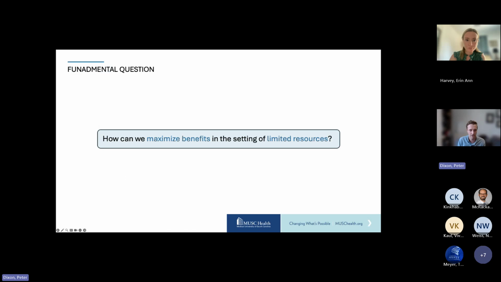Okay, there we go. So the central question that outlines most health economic analysis is how can we maximize benefits in the setting of limited resources? I know, especially in America, it's tempting to think of healthcare as a resource that has no limits. But certainly the value of care and services has a voice, and it's a piece of the puzzle in coverage determinations, however transparent those might be.